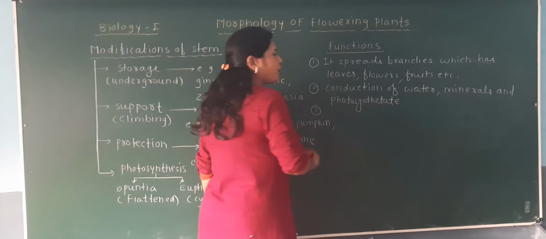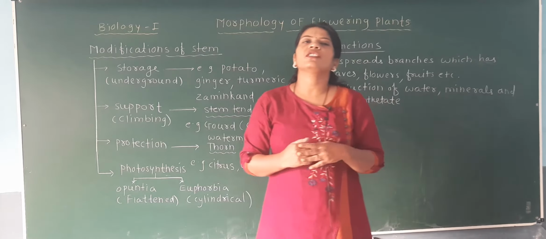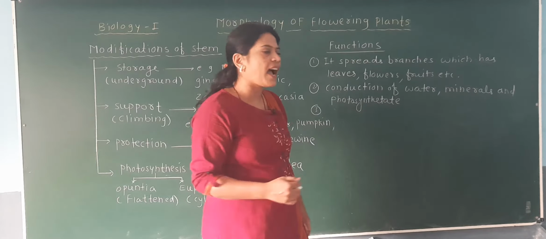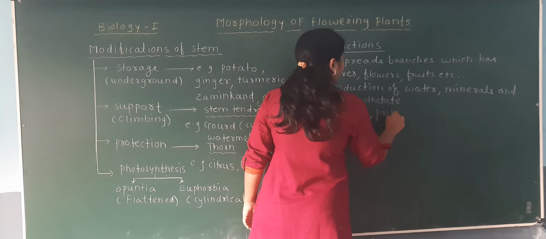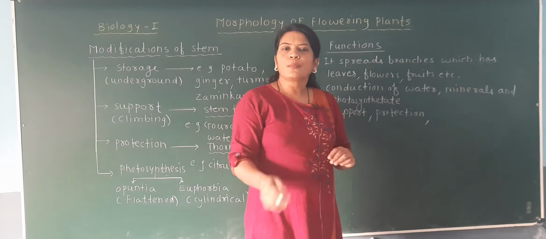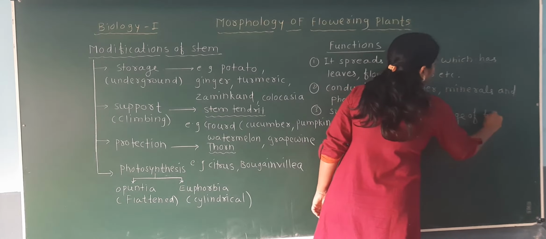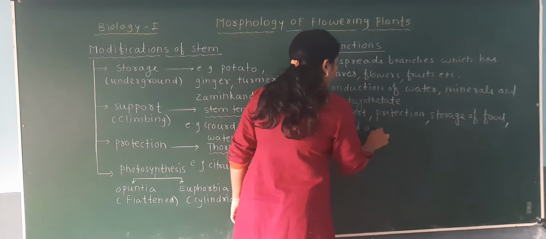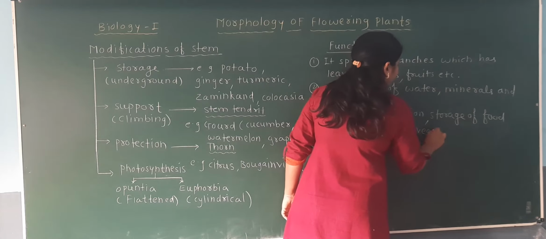The third function of the stem is that the stems of some plants carry out additional functions, and those functions are: it gives support, it gives protection, it stores food, and in some plants it acts as an organ of vegetative propagation.